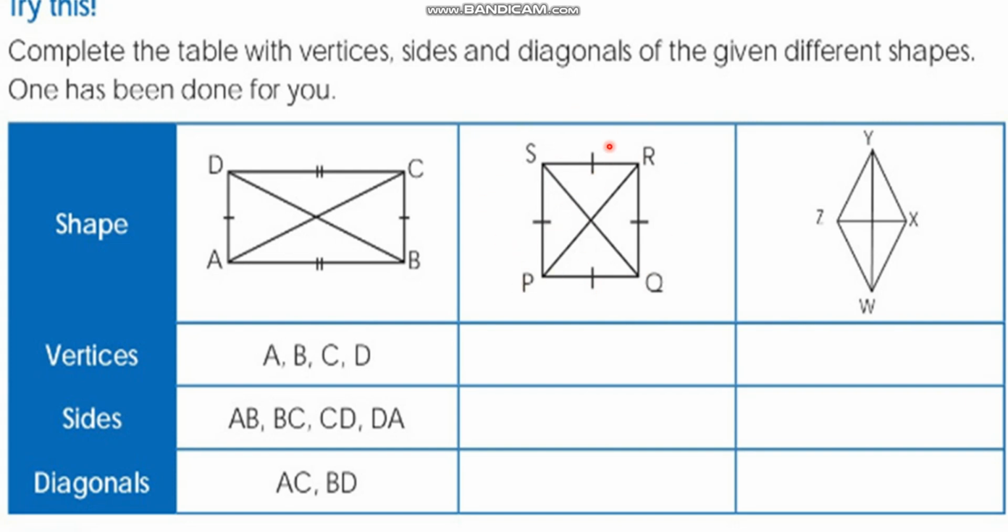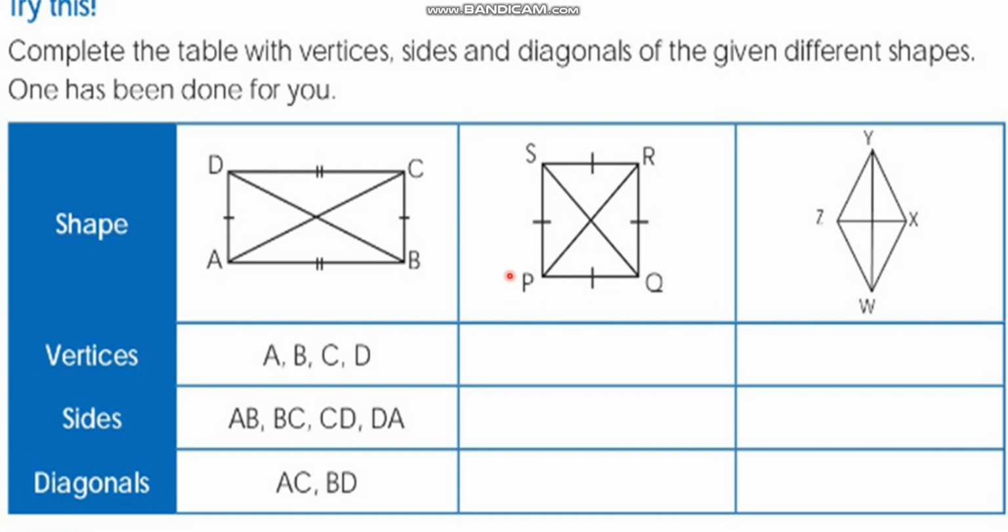Children, look here. Here all the sides are marked with a single line. Do you know what is the meaning of this? Yes, this shows all the sides are equal. This side and this side equal, this side and this side equal, and these all sides are equal. So we know the shape with all the sides equal is a square, isn't it? So it's a square. And now we will find out the vertices of this square.